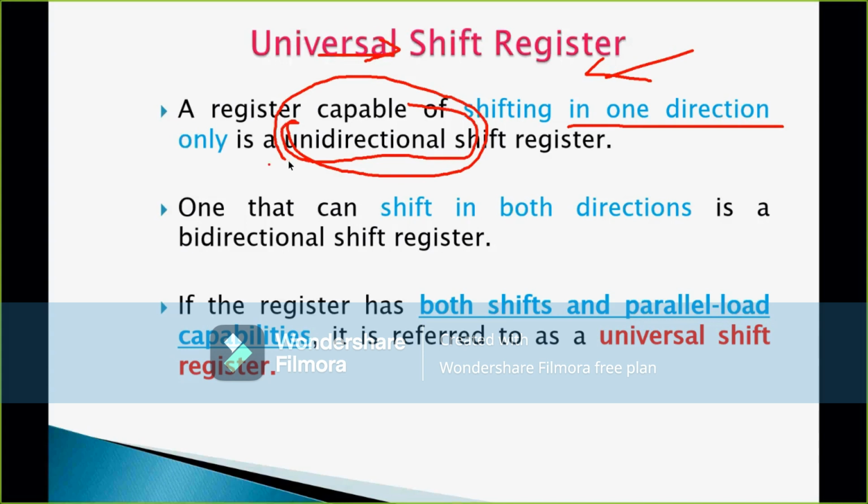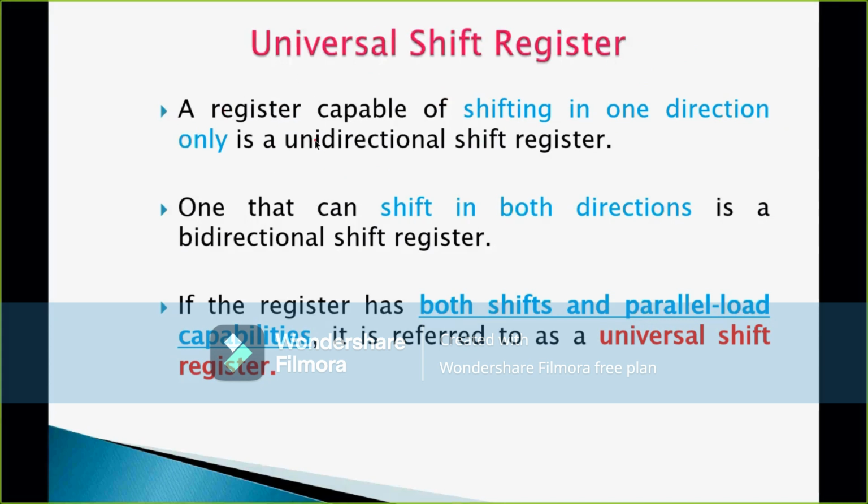Now this is about universal. If it is able to forward the data in one direction, such a shift register is called what? Unidirectional. Or if it is able to direct the data in both directions, forward and backward, such a shift register is called what? Bidirectional shift register. Okay. So now what is a universal shift register?